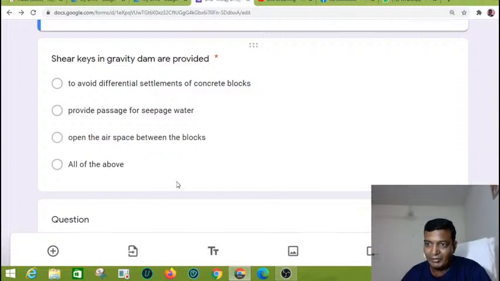All objectives are not designed to have an answer of all of the above. Think critically. Try to think about what the function of shear key is. Shear key holds the blocks together, and due to that we may avoid the differential settlements of the concrete block. So here the answer will be A.